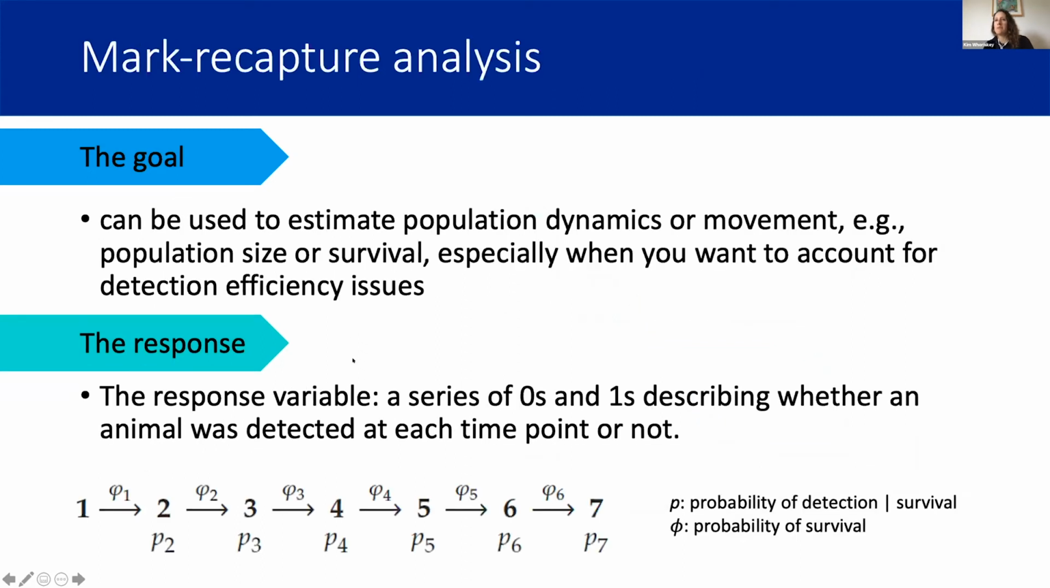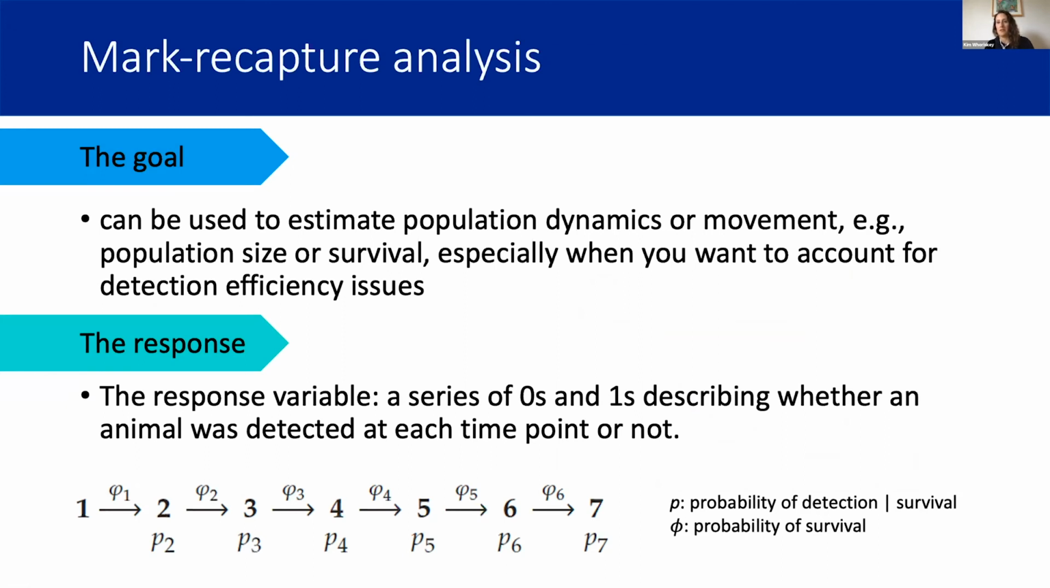Okay, moving on to Mark-recapture analysis, and I really wish I could spend more time on this one, but I really can't. The goal: it can be used for a variety of things, but often it's used to estimate population dynamics classically, or we can look at movement. So for example, we can look at population size or survival, and it's especially useful when you want to account for detection efficiency issues.